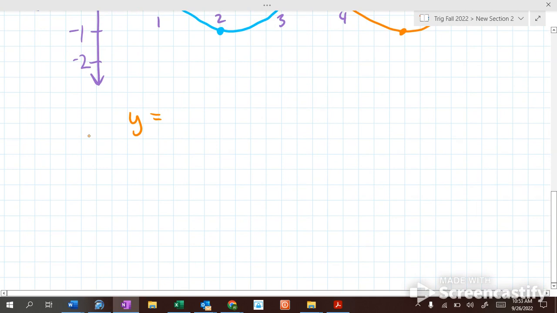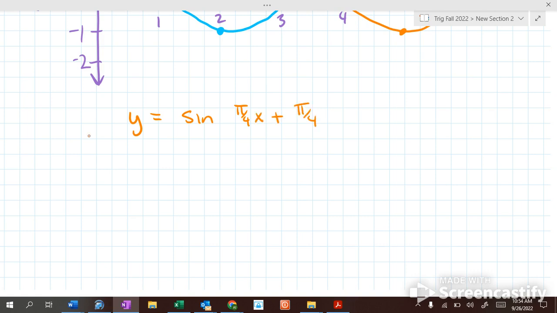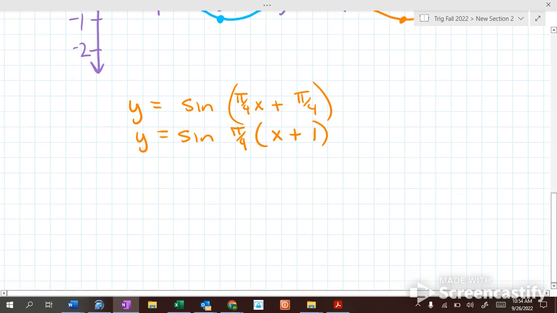Y equals the sine of pi over 4x plus pi over 4. First step, I should probably factor out my what? B, pi over 4. And then I get x plus what? Not so fast, my friend. When we factor out, we divide. So it's x plus 1. All right. So my b is pi over 4.